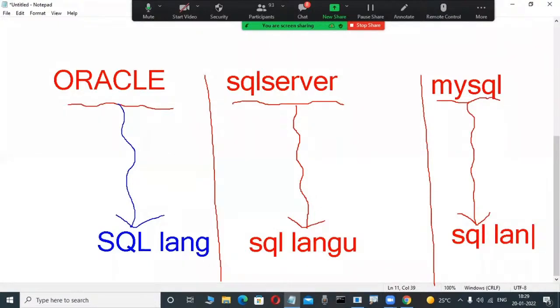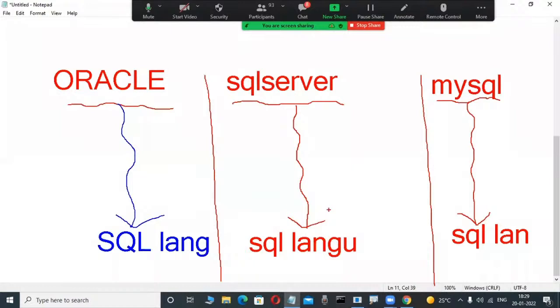Now what is my doubt? Many people attending this demo class have a doubt: are all these SQL languages the same or different? Whenever you are working on an Oracle database product, or your friend is working on a SQL Server product, or another friend on a MySQL database product, all of you are using a SQL language, but are these SQL languages the same or different? Only one answer is correct.